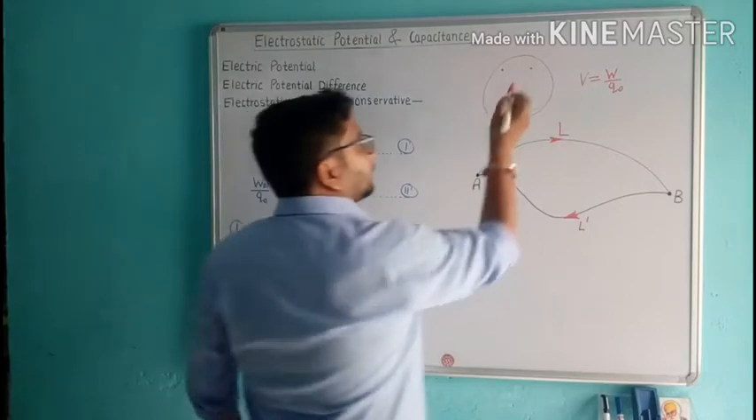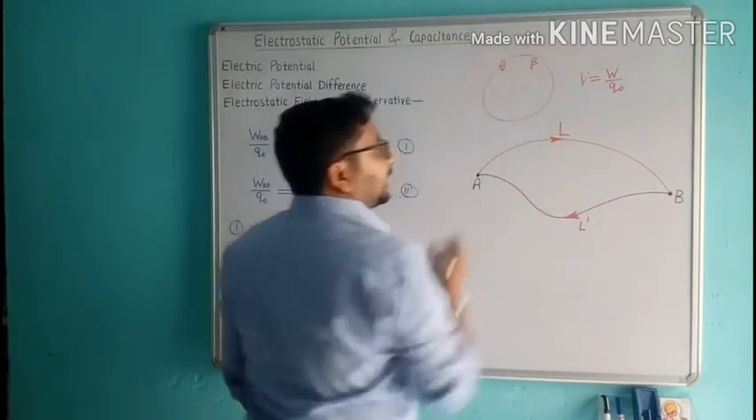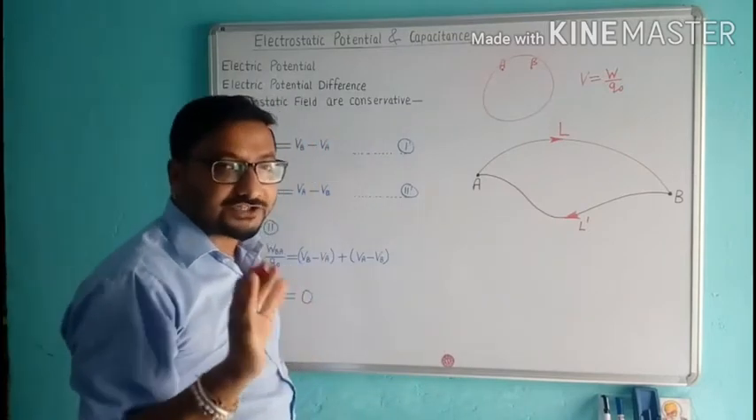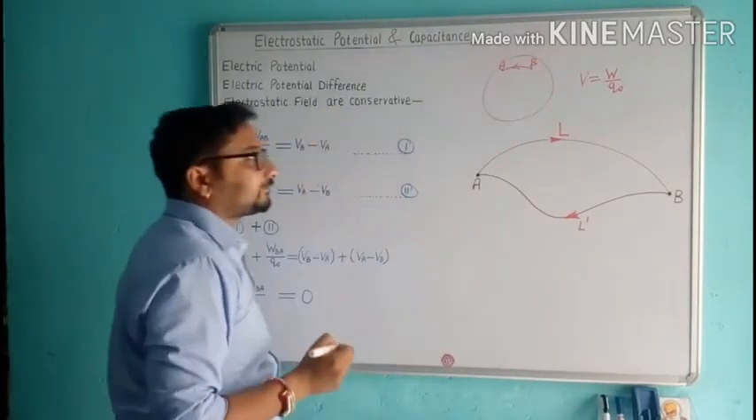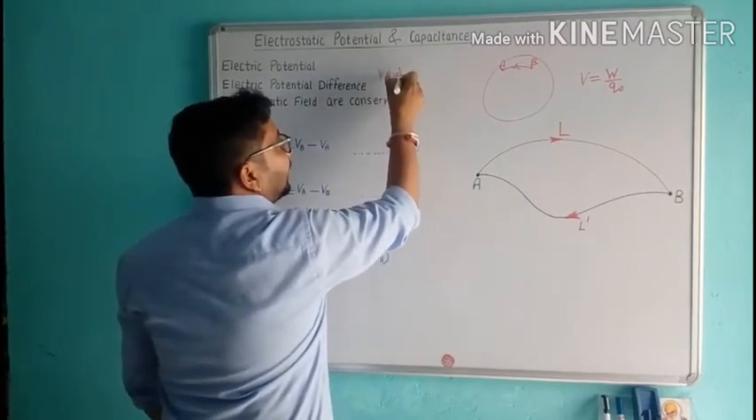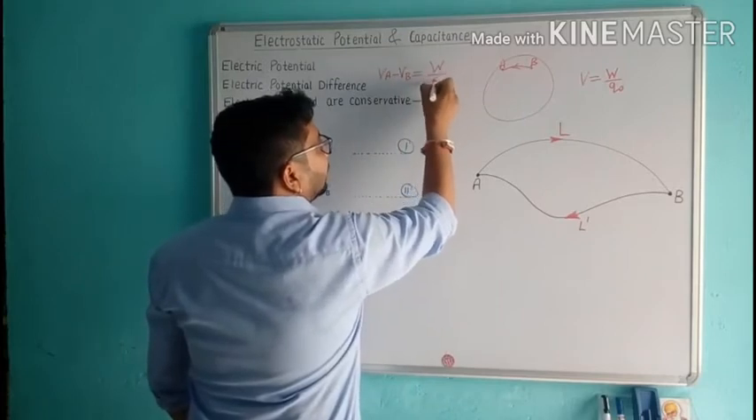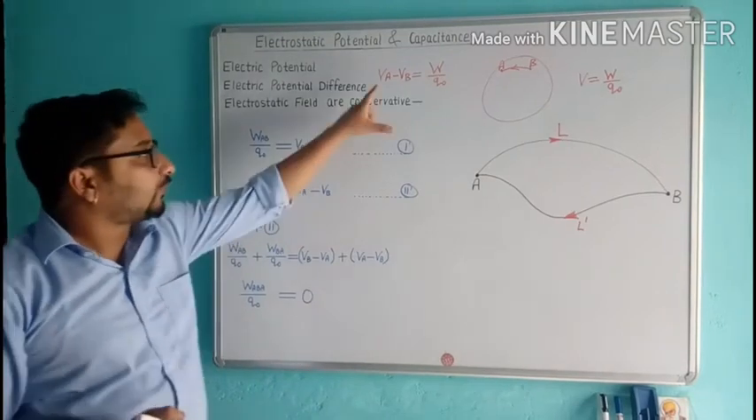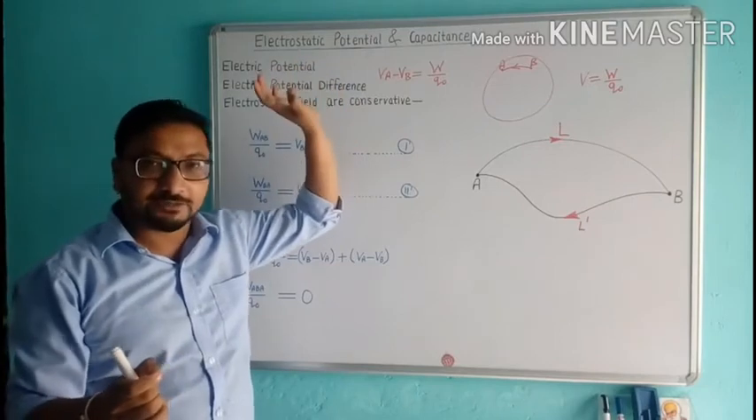Suppose this is point A and this is point B, and we want to move a unit positive test charge from point B to point A. Then potential difference will be VA minus VB is equal to W upon Q naught. VA minus VB represents the potential difference between point A and point B.